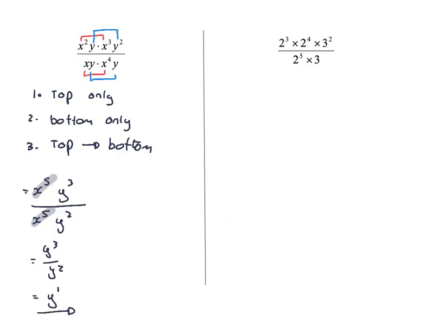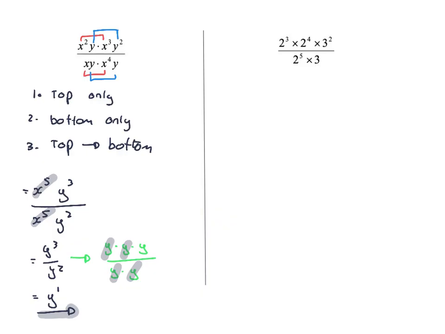I would just like to mention that at this point you can think about it as y times y times y over y times y, and then you just want to cancel out however many there are on the top and the bottom, and that is how I'm left with just one y at the top.